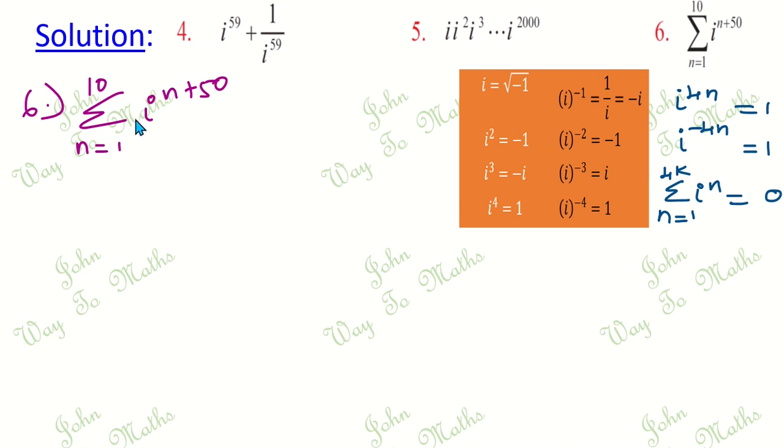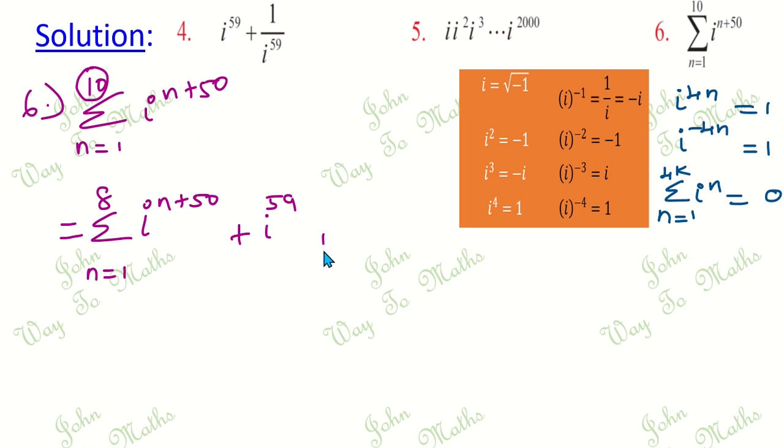Question number 6 becomes summation of i power n plus 50, n varies from 1 to 10. So I am going to write this 10 as a multiple of 4. So which is equal to summation of i power n plus 50, n varies from 1 to 8. Then the remaining 9 and 10 we can apply. If we apply i power 9, 9 plus 50 becomes 59. Then if we apply 10, i power 60. So this can be written as summation of i power n plus 50, n varies from 1 to 4 times 2, I write, as a multiple of 4.